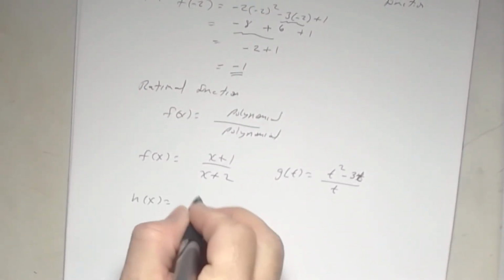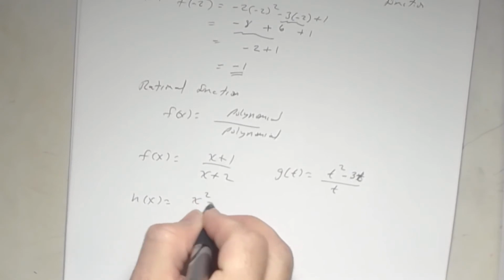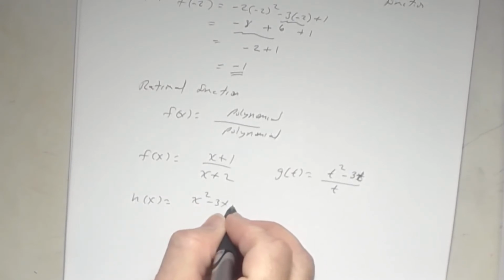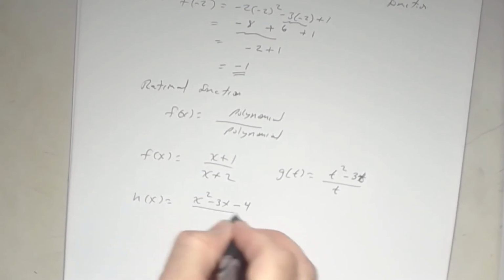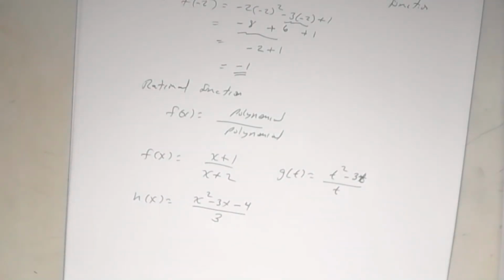H of x equals x squared minus 3x minus 4, divided by 3. That's a polynomial. I'm sorry, that's a rational function. The numerator is quadratic. The denominator is a monomial. It's linear. Remember y equals 3? When you graph y equals 3, isn't that a horizontal line? So that's linear.